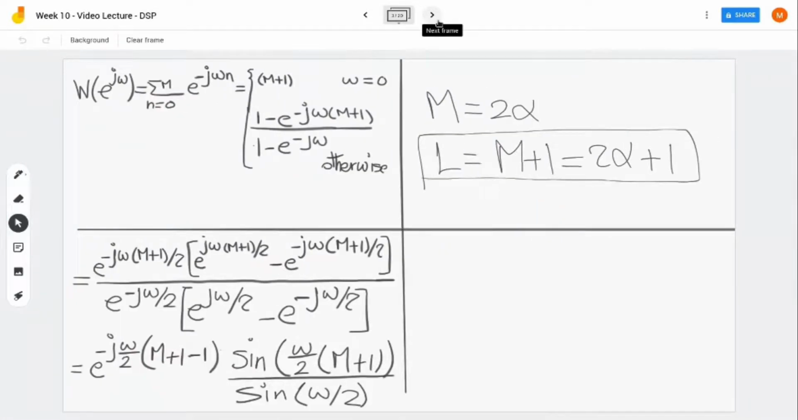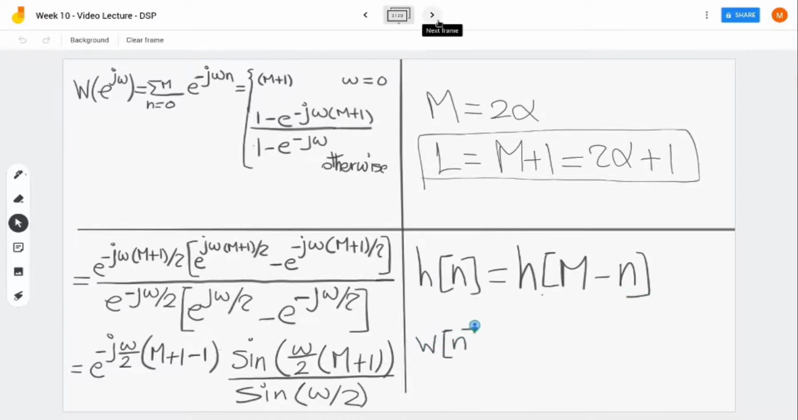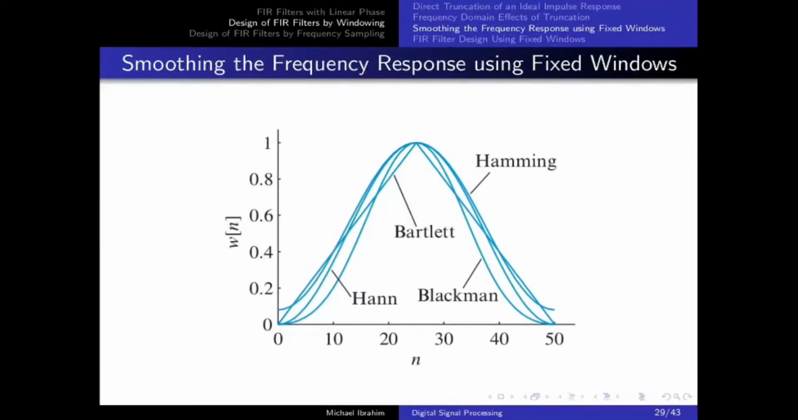which means that since we have a condition that says h of n should be equal to h of m minus n, which is a condition for type 1 and type 2 linear phase filters, we also need to have the same condition for the window. So w of n should be equal to w of m minus n, which means we have a sort of symmetry in the window. This way, when we multiply the window by the desired impulse response, we'll get a new impulse response which is also symmetric in the same manner as we have discussed before.